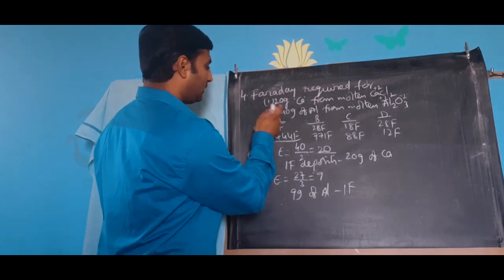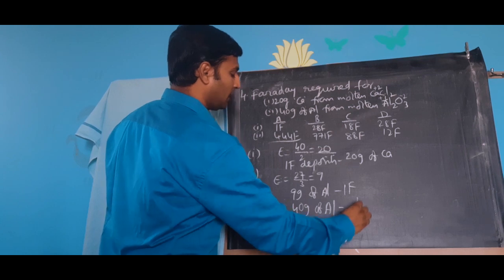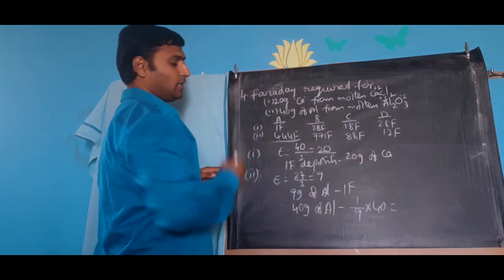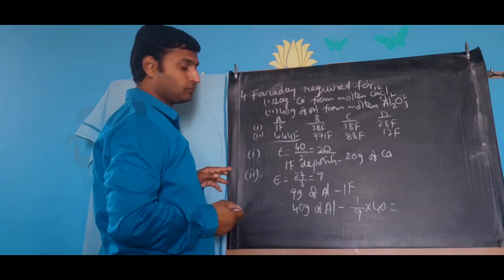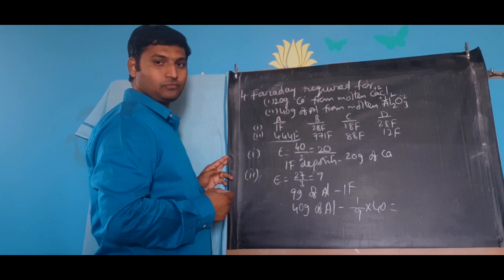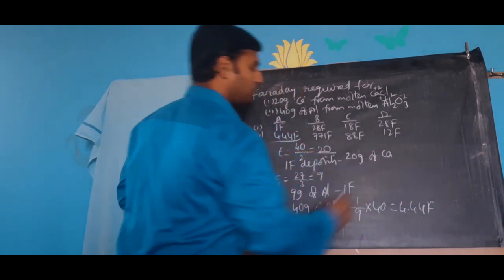Therefore, the given quantity is 40 grams. 40 grams of aluminum is deposited by 1 by 9 into 40. You can cross check. Okay? So, accordingly, you get your answer. Right? So, it's going to be 4.44 Faraday.